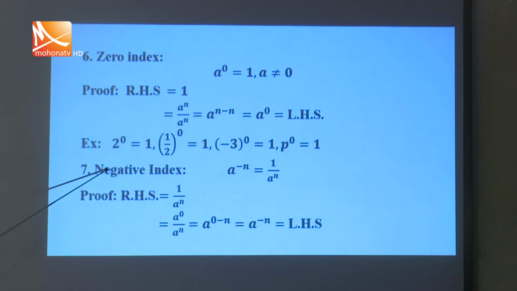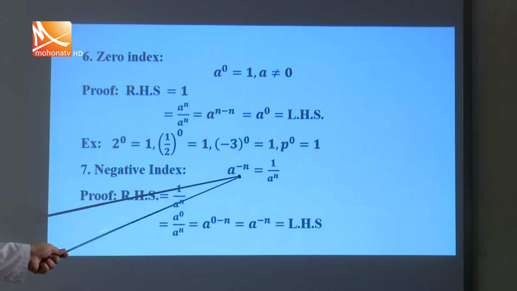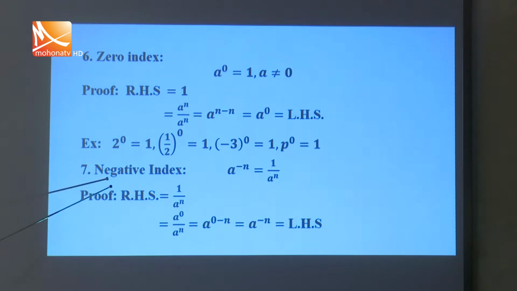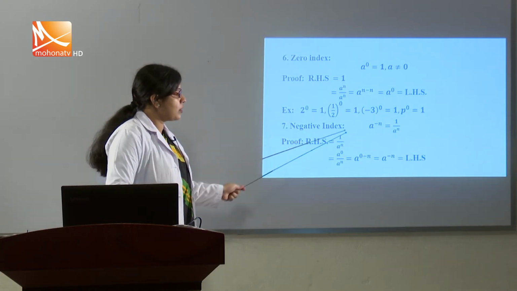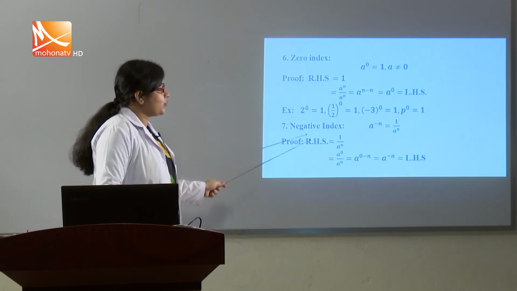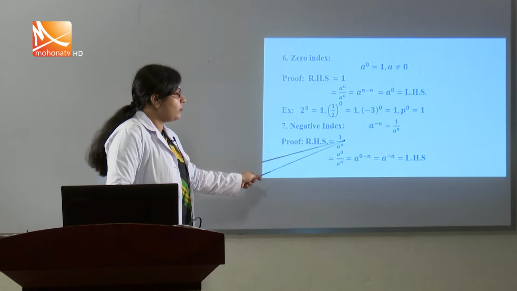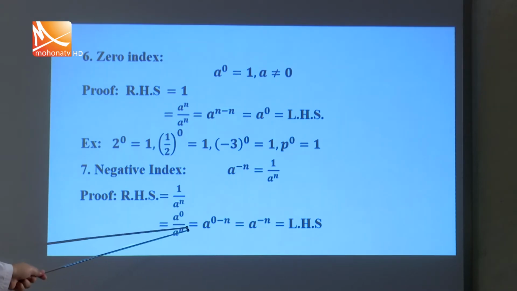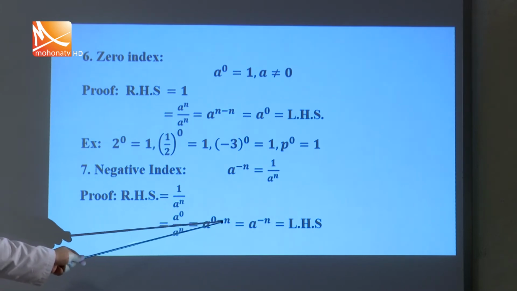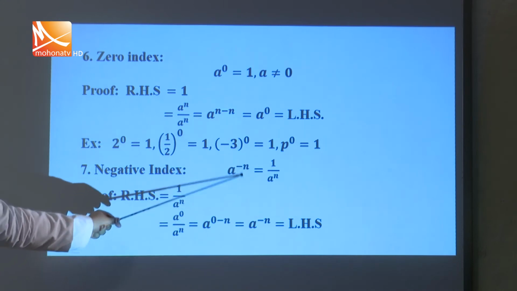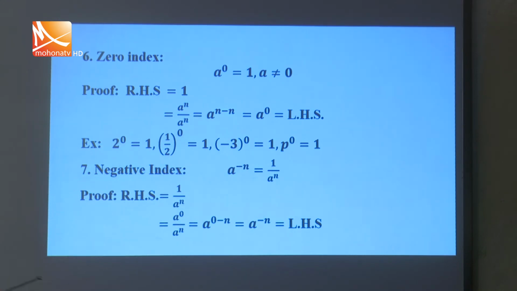Negative index, and this is the most important formula of this chapter. So, a to the power minus n equals 1 by a^n, and we can prove it in a simple way. See, on our right hand side we have 1 by a^n, and from our previous formula, that is zero index, we can write a^0 instead of 1, and since bases are equal here, definitely you can apply laws of division, that is a to the power 0 minus n, and it will give you a to the power minus n, which is your left hand side. So, this is the proof of this negative index.